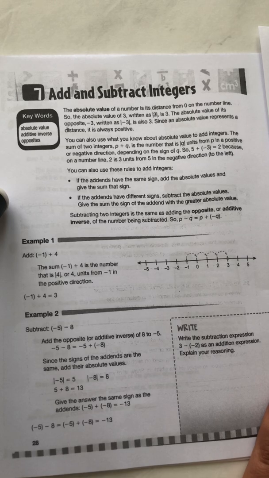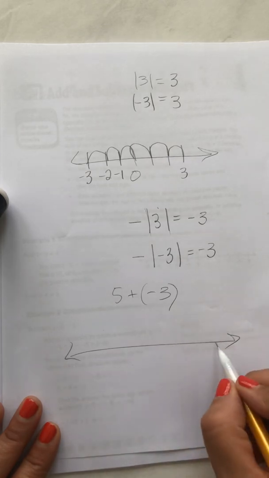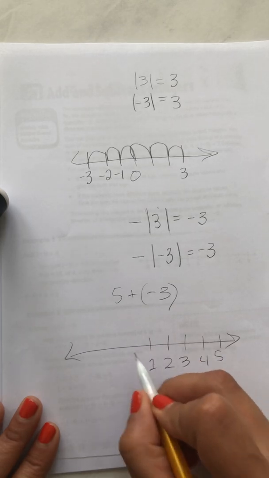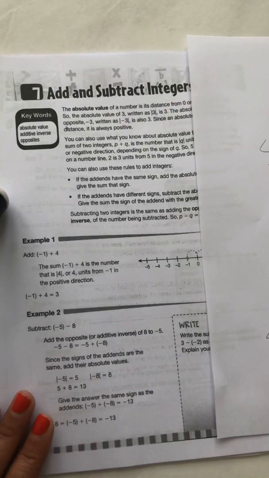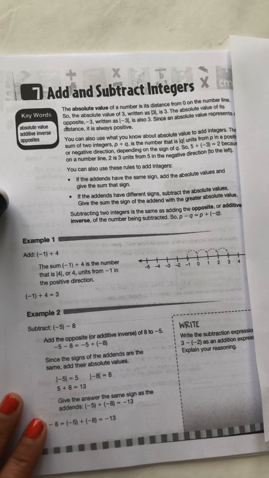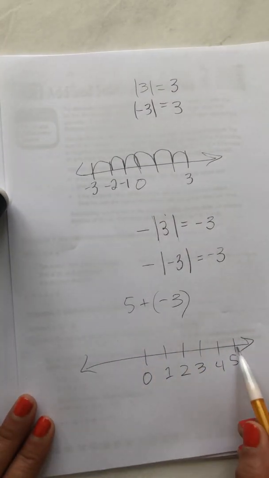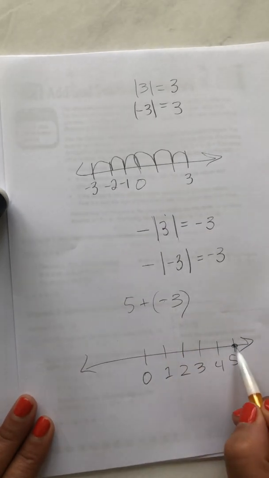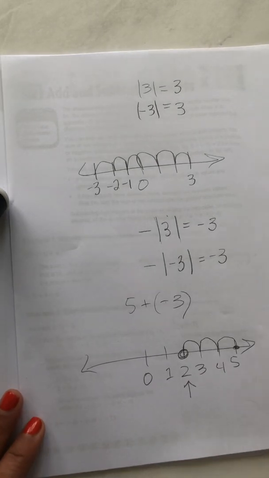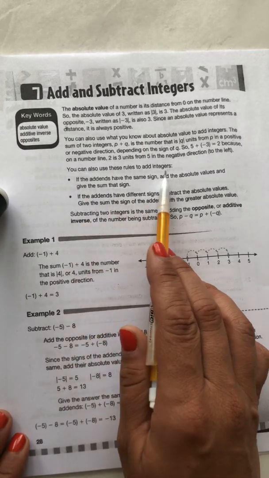5 plus negative 3. So if I have a number line, and here is 5, 4, 3, 2, 1, 0. Basically what they're saying is because on a number line, 2 is 3 units from 5 in the negative direction. So if I start at 5, and I'm going the negative direction, 1, 2, 3, I end up at positive 2.